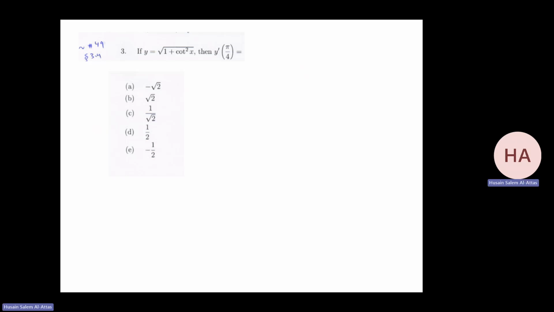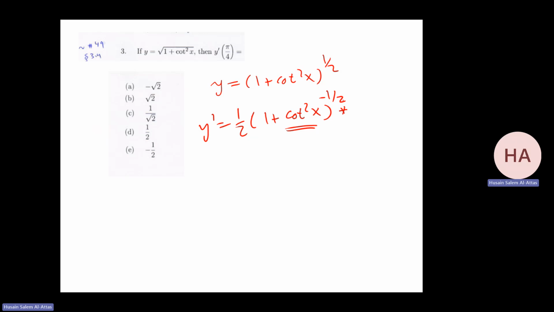Next, y equals the square root of 1 plus cotangent squared x. Find y prime at pi over 4. So y is (1 plus cotangent squared) to the power half. What will be y prime? Half (1 plus cotangent squared) to the power minus half, times the derivative of this. I have something squared, so 2 cotangent x, times the derivative of cotangent, which is minus cosecant squared. Now I need to find this at pi over 4. I know that cotangent pi over 4 is 1 and cosecant pi over 4 is square root of 2. Okay, plug in the numbers. That will be half.